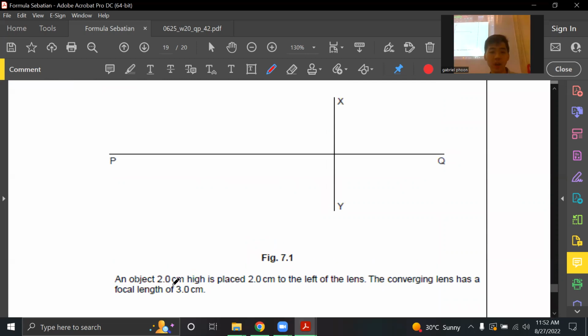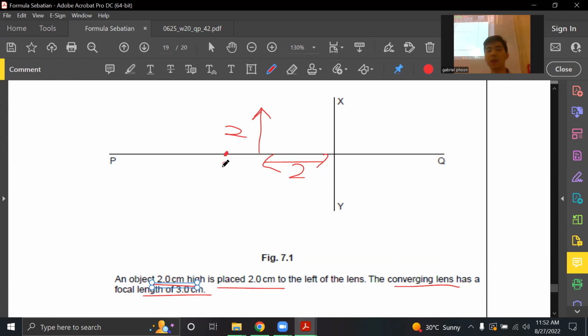They say that the object is 2 cm high. Okay, this object is going to be 2 cm high, and it's placed exactly 2 cm to the left of the lens. So this should be 2 cm and this should be 2 cm, right? Then they say that the converging lens has a focal length of 3 cm here.